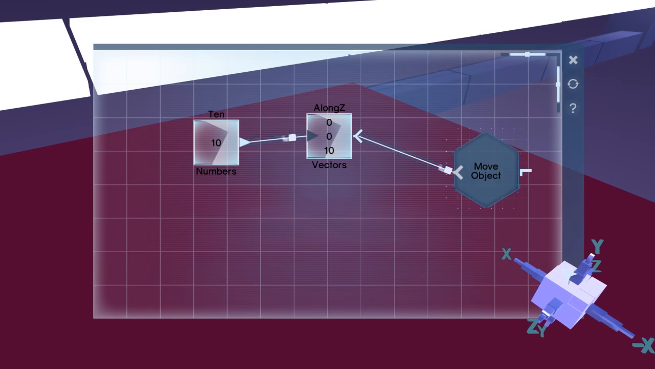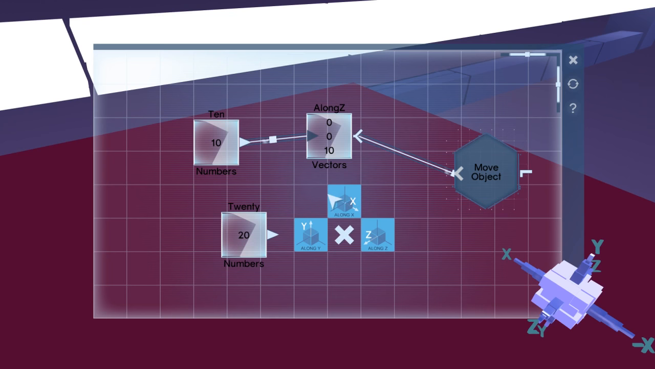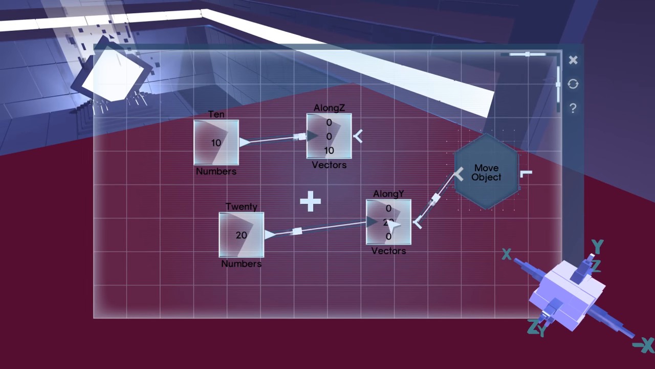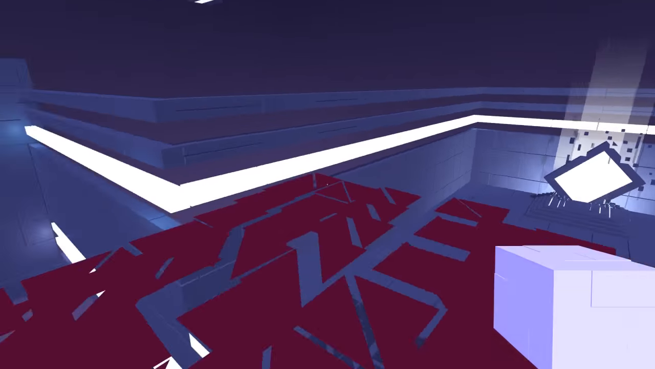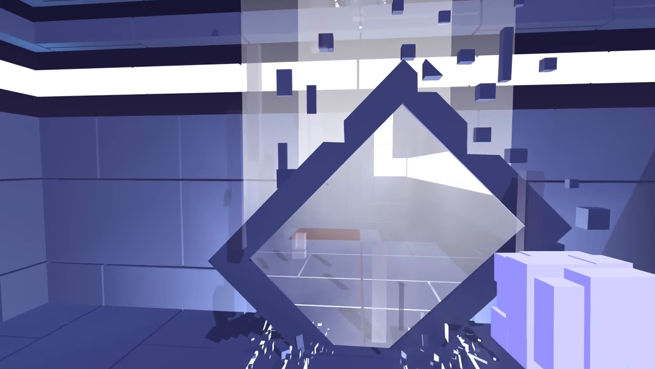And then we can make you go up. With Y. Let's say 20. Y. And we're up. Ta-da! Whoa, I went a little high, didn't I? That's fine. We're fine. We don't need no fall damage in our puzzle game.